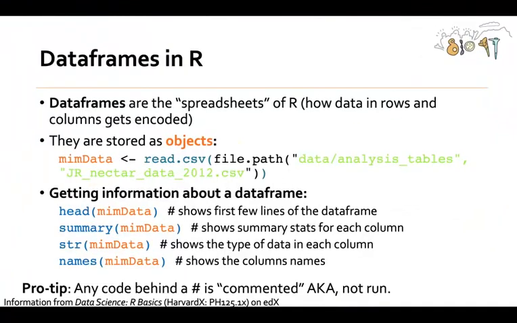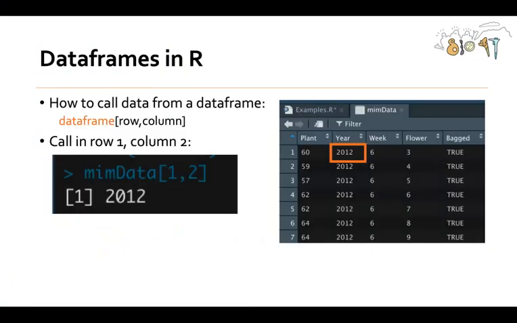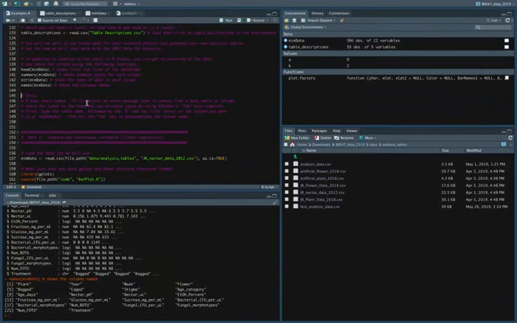So getting back here, you can call data from a data frame in a couple different ways. The first way to do it would be writing the name of the data frame, and then the row and the column, and it'll give you what is there. So for example, if I wrote mimdata 1, 2, it'll give me 2012. So we can just try that real quick. I'm just going to type in right here.